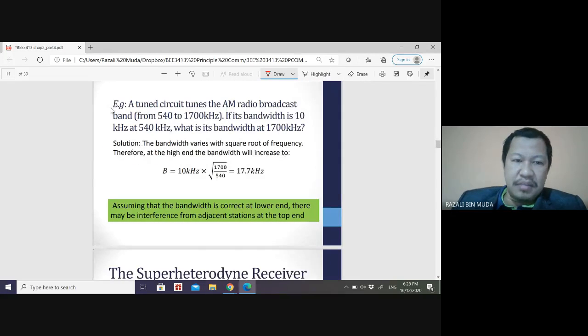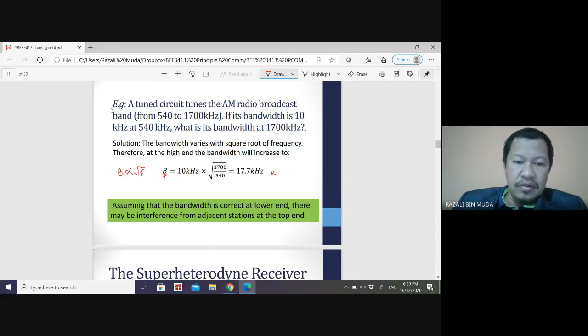Okay, this is an example calculation. Okay, you can calculate here. A tuned circuit tunes the AM radio broadcast band from 540 to 1700 kilohertz. If its bandwidth is 10 kilohertz at 540, what is the bandwidth at 1700 kilohertz? Solution: the bandwidth varies with the square root of frequency. Therefore, at the high end the bandwidth will increase to, okay, so B varies with the square root of frequency.